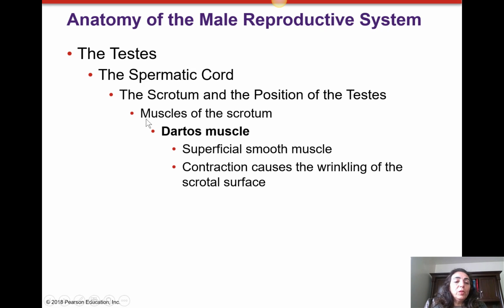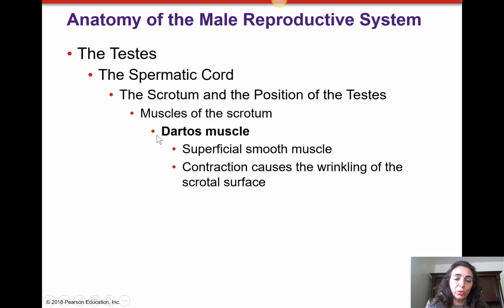We have some muscles inside of the scrotum. The first one is called dartos muscle. Make sure you are differentiating dartos that you have inside of the scrotum from detrusor muscle. Detrusor muscle, where did you have it? In the urinary system, in the wall of the urinary bladder. But here in the scrotum you have dartos muscle.